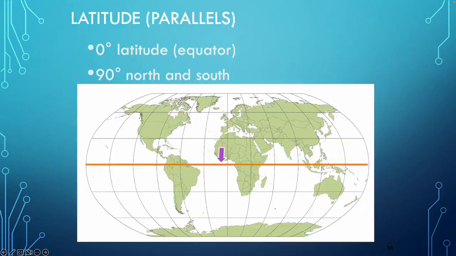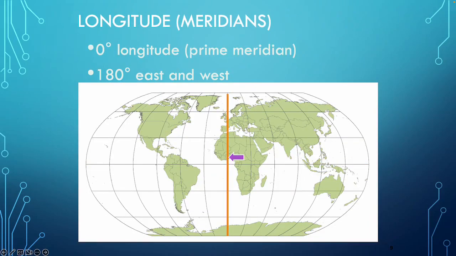So, wait, do I not have? Oh, I must have skipped over longitude. Okay, so longitude starts at the prime meridian, which is 0, and then goes all the way around the Earth to 180, which goes through the middle of the Pacific. And so we go 180 degrees this way and this way. The Earth is essentially 360 degrees around.